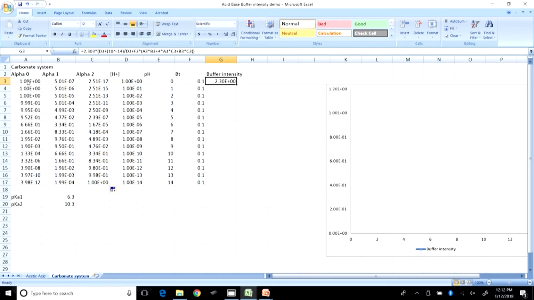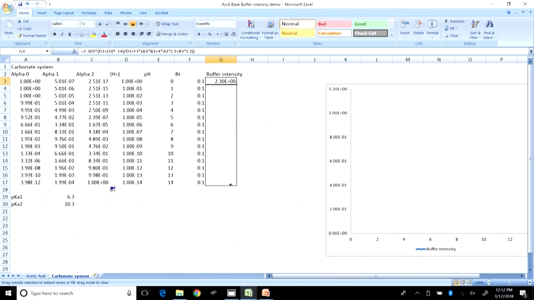So now we were able to calculate alpha naught, alpha 1 and alpha 2. As you see, with increasing pH, or lessening concentration of H plus, what do you see? You see that alpha naught decreases, and alpha 1 increases to a certain point with respect to pH, and again decreases. Alpha 2 keeps on increasing to its maximum. So again let us calculate the buffer intensity here.